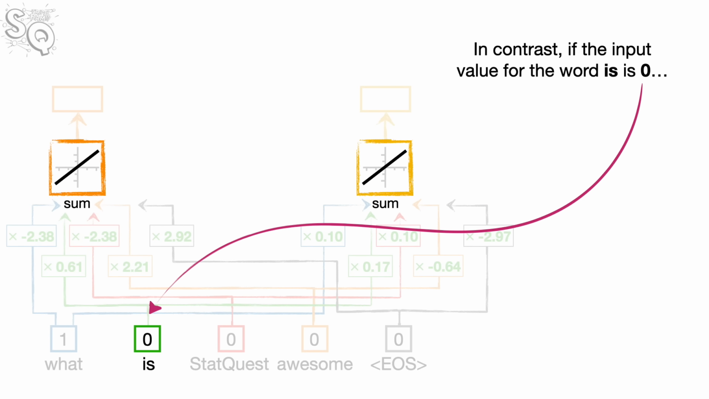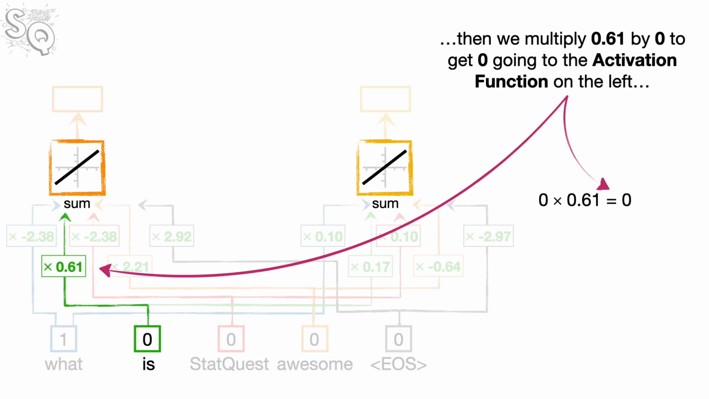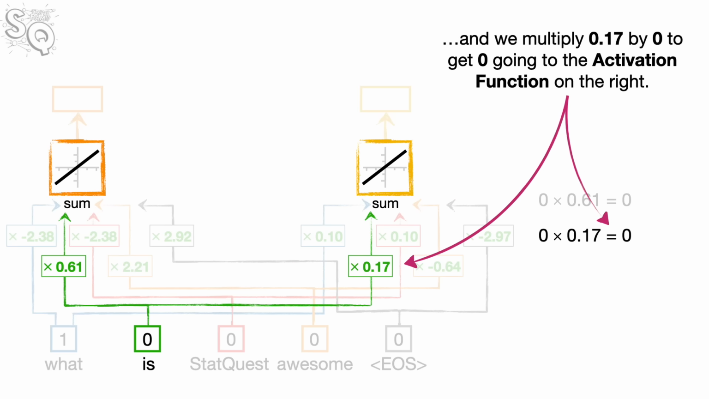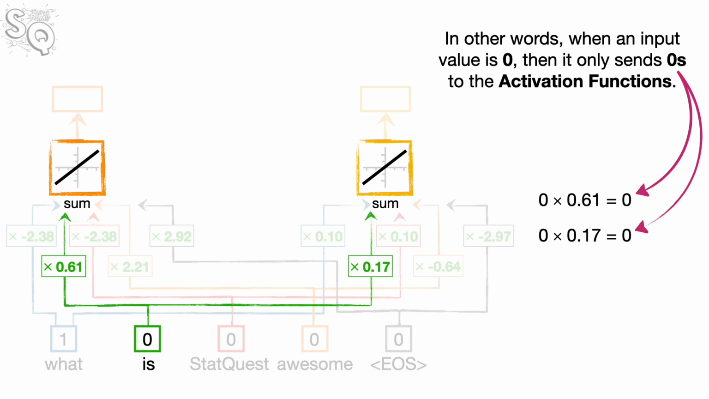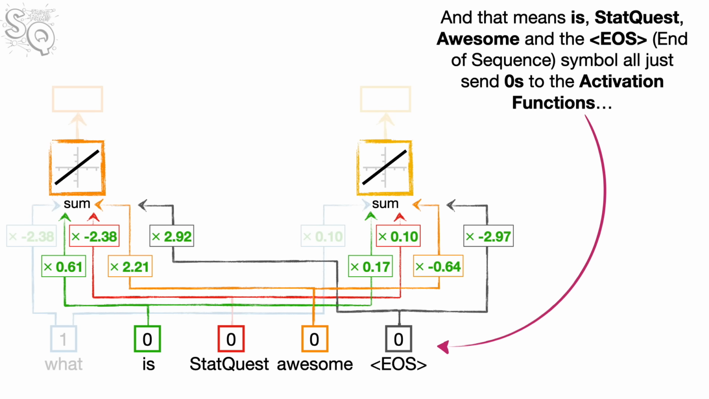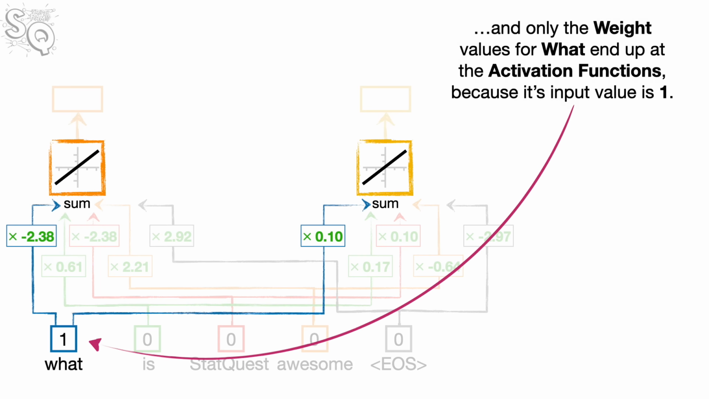In contrast, if the input value for the word "is" is 0, then we multiply 0.61 by 0 to get 0 going to the activation function on the left. And we multiply 0.17 by 0 to get 0 going to the activation function on the right. In other words, when an input value is 0, then it only sends zeros to the activation functions. And that means "is," "StatQuest," "awesome," and the EOS symbol all just send zeros to the activation functions. And only the weight values for "what" end up at the activation functions because its input value is 1.